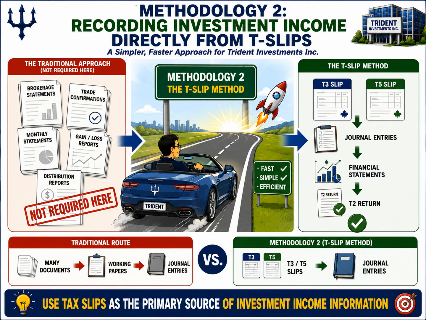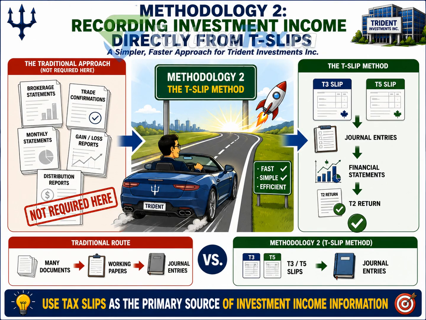At the bottom of the slide, you can see the comparison clearly. The traditional route involves many documents, working papers, and then journal entries. Methodology 2 starts directly with the T3 and T5 slips and moves straight to the journal entries. This significantly reduces the amount of preparation work required.